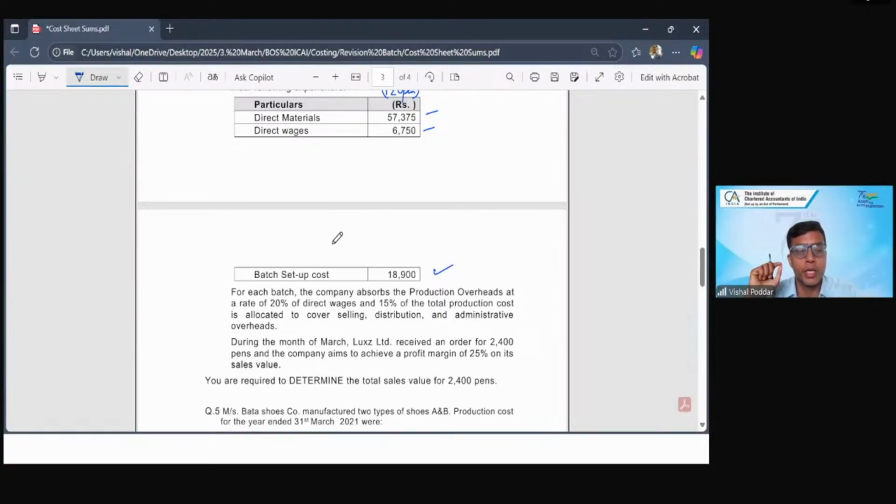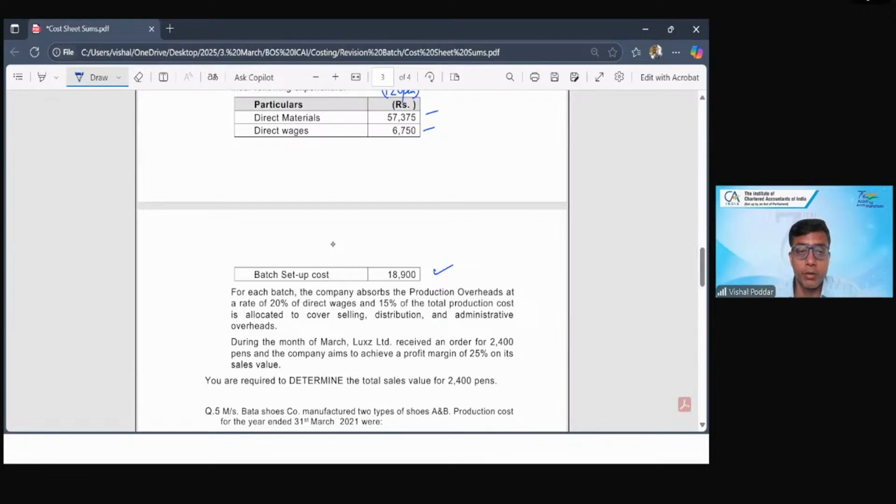Now, this cost is incurred only once because it is incurred per batch. So if you are manufacturing more pens in the same batch, this cost will remain the same. This is a type of semi-variable cost. It will vary with the increase in the number of batches. If you increase the number of pens in the same batch, there is no change in the cost, so to that extent it is fixed. But the more batches you produce, the more this cost is incurred per batch, so to that extent it is variable.